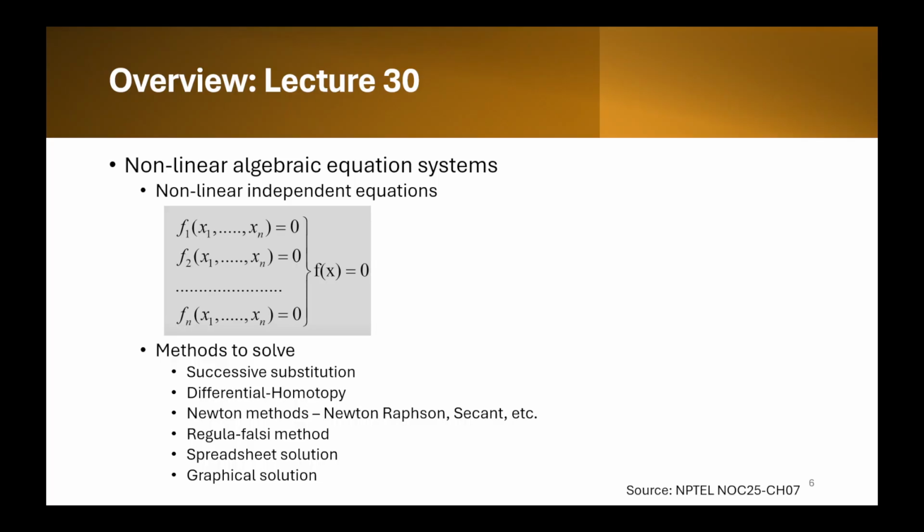Lecture 30 dealt with non-linear algebraic equation systems. A set of non-linear independent equations is given here. So this is f of x, which has a number of functions f1 to fn, which are dependent on the variables x1 to xn. So the methods to solve them are numerous, which are given here.